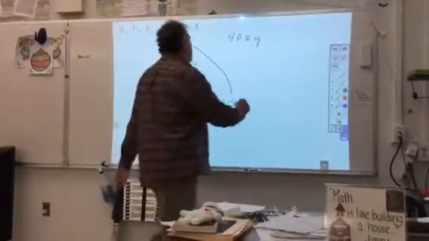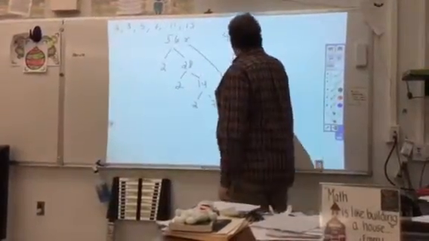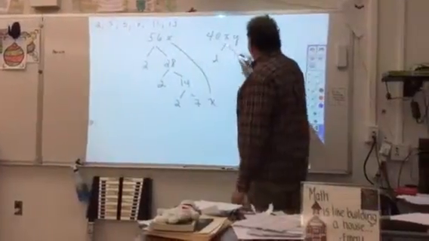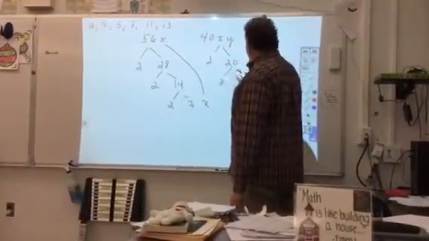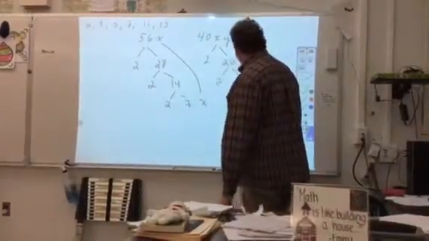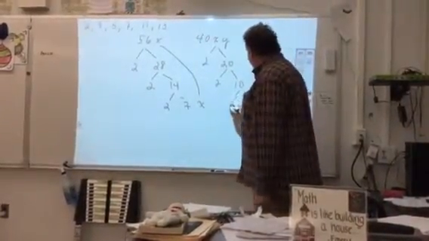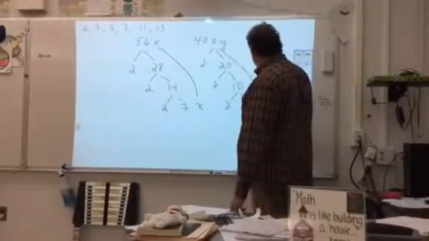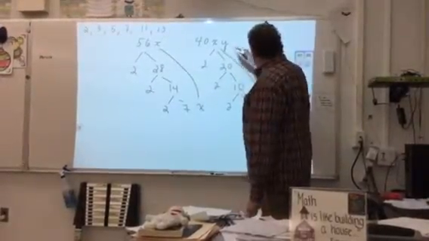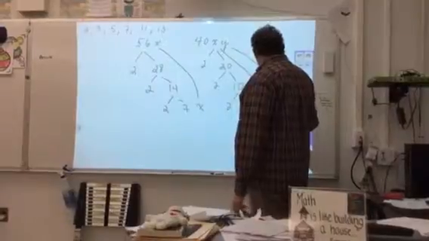Okay, let's take a look at the 40 now. The 40 gets divided by 2, and we have a 20 for a remainder. I divide the 20 by 2, I get 10. I divide the 10 by 2, I get 5. And let's not forget that we have an x and that we have a y.